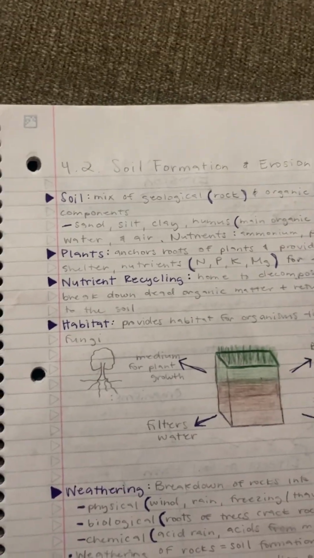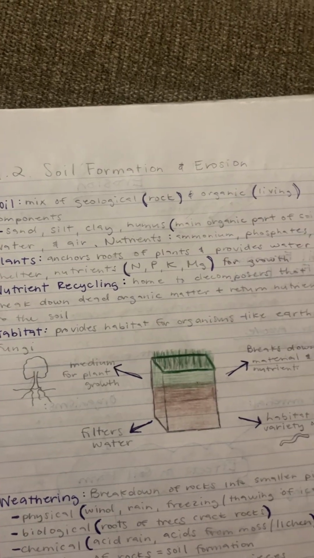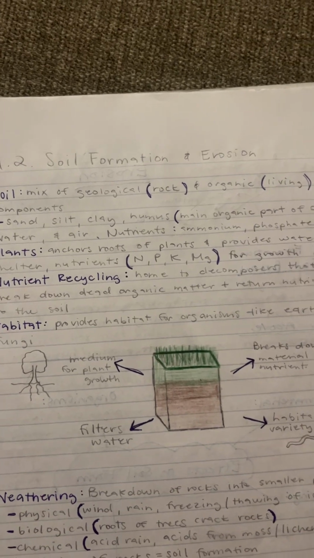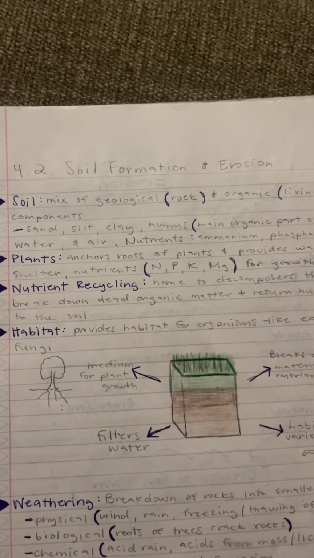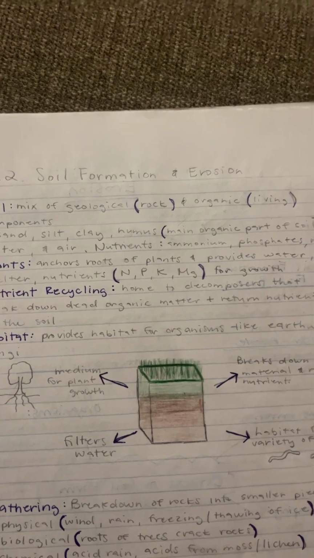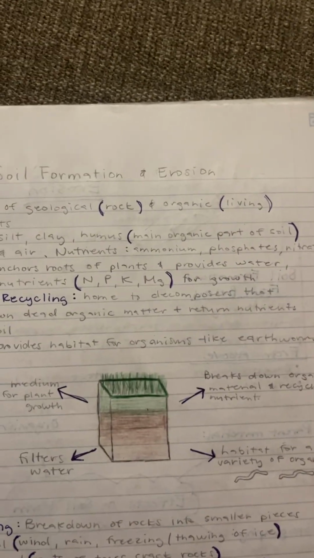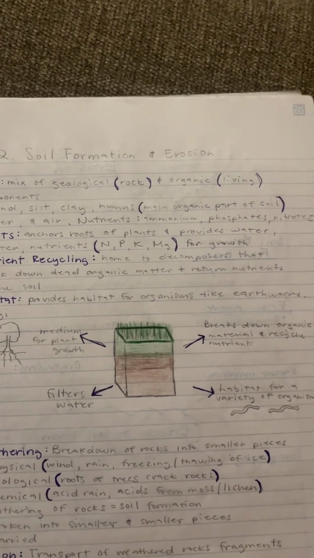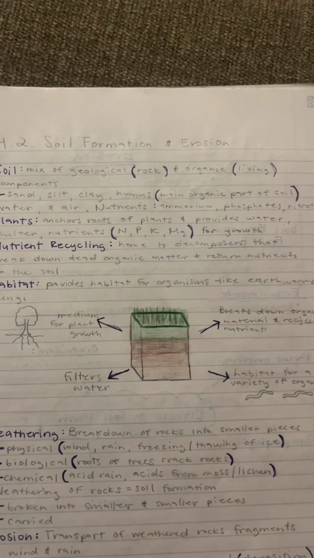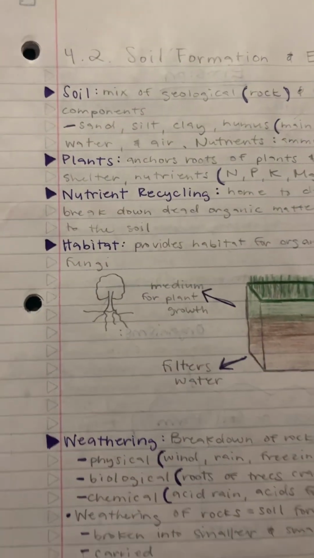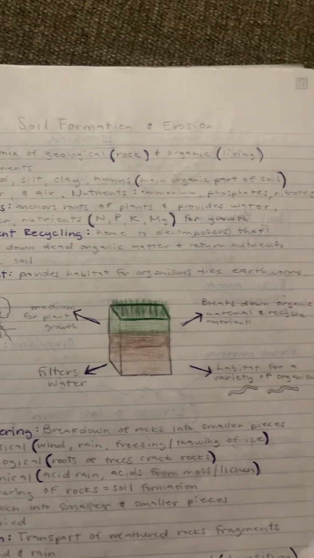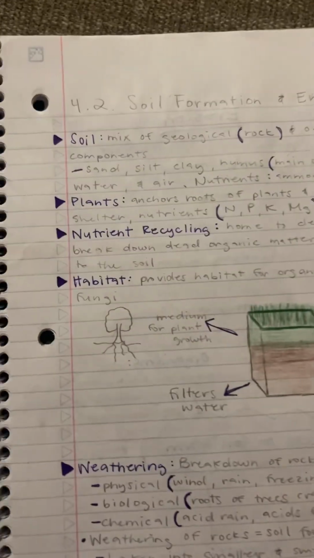And then plants: the soil anchors the roots of plants and provides water, shelter, and nutrients like NPK and Mg, which is nitrogen, phosphorus, potassium, and magnesium for growth. Nutrient cycling is the home to decomposers that break down dead organic matter and return nutrients to the soil. It also provides habitat for organisms like earthworms and fungi.